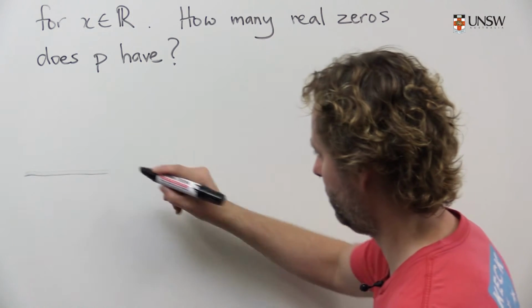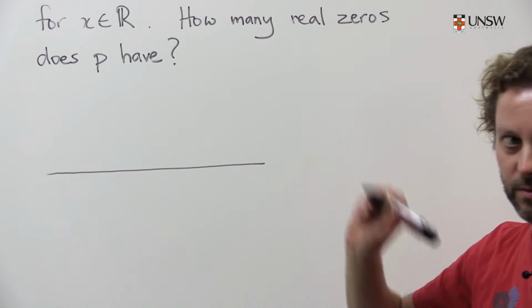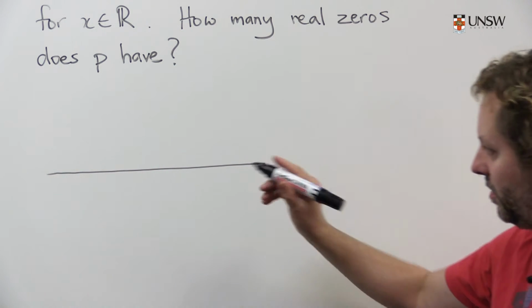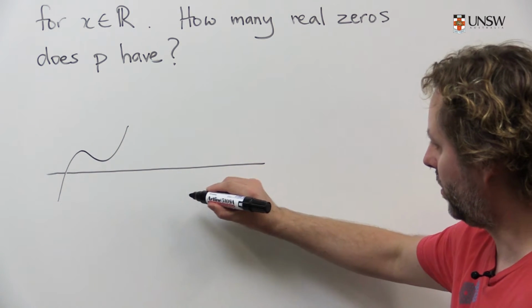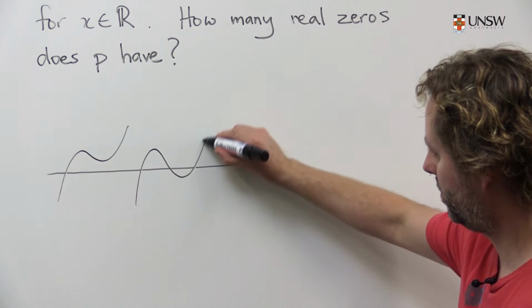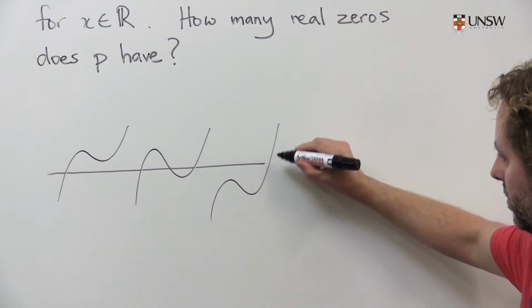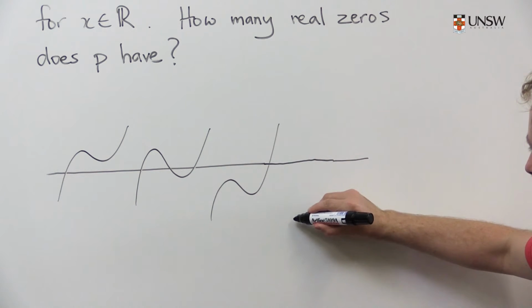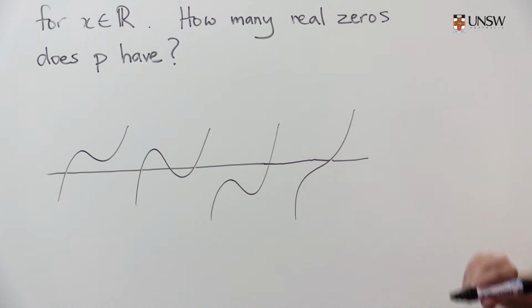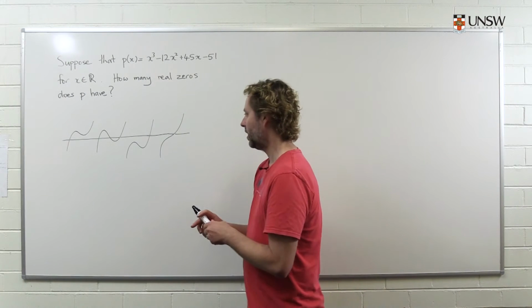If this is 0, I'm not going to draw it accurately or draw all the axes, but it might look something like this, or it might look like this, or it might look like this. And then it also could have no turning points or something like that. So we've got a number of different possibilities to consider.